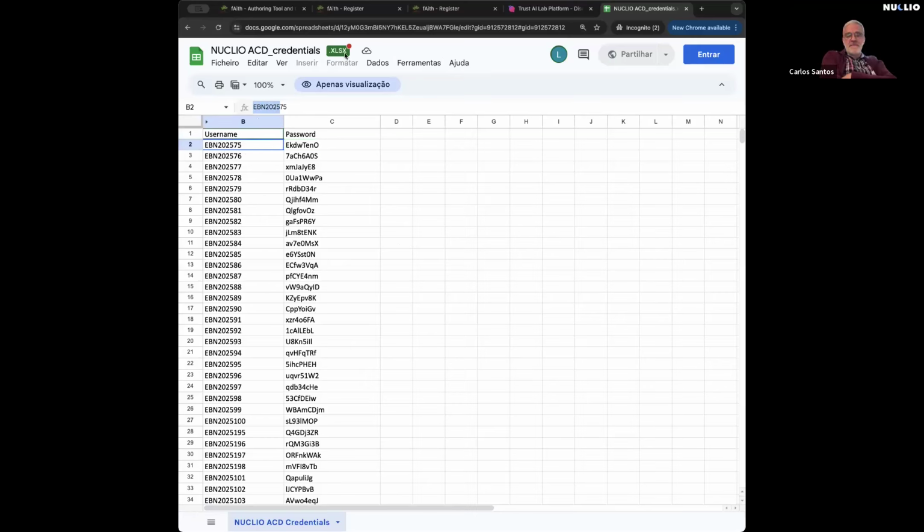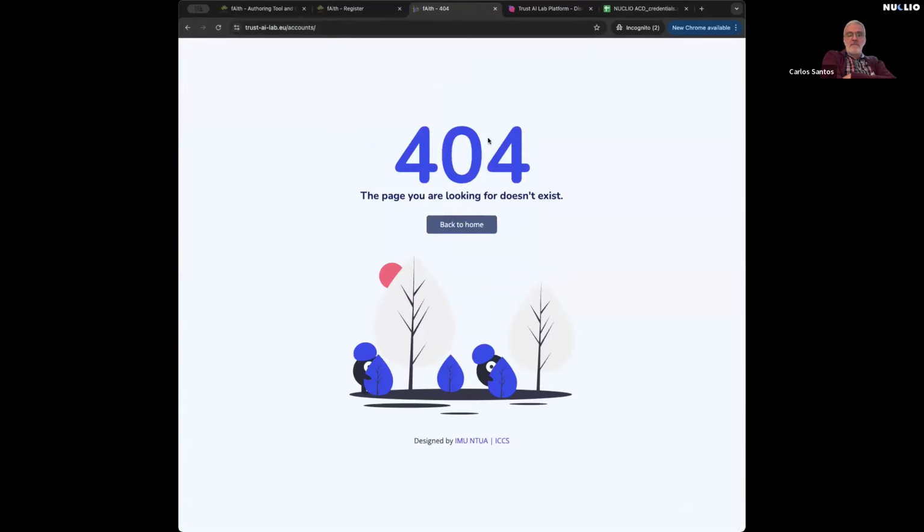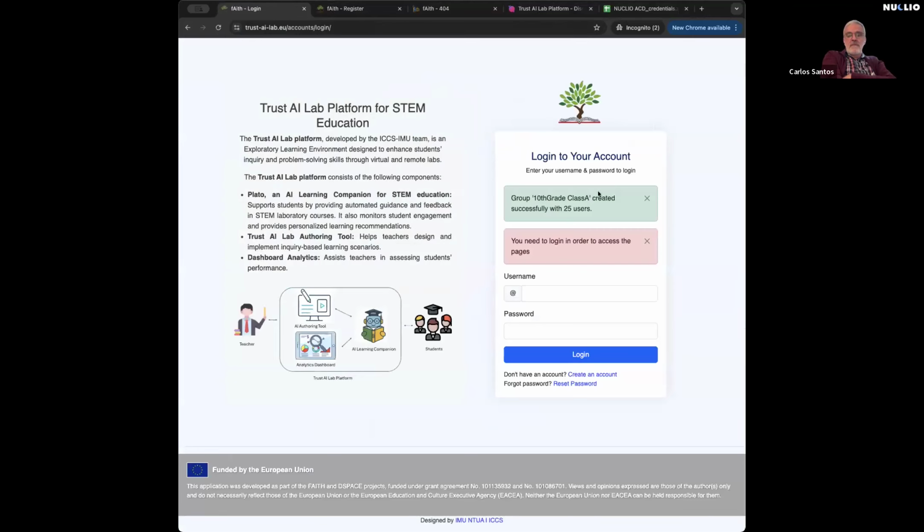This is what you have to give to your students. You choose how you want to give it to them. Each one will have their own username and their own password, and then they will come not here. Sorry, now I'm logged in. I'll have to sign out. Okay, and students will come here and use the account that you gave them.